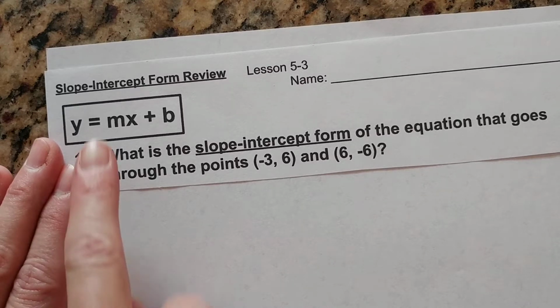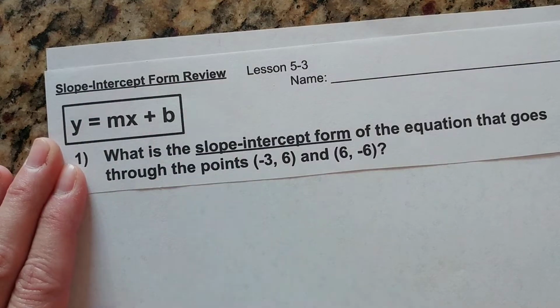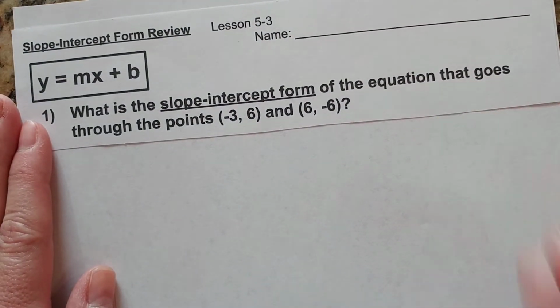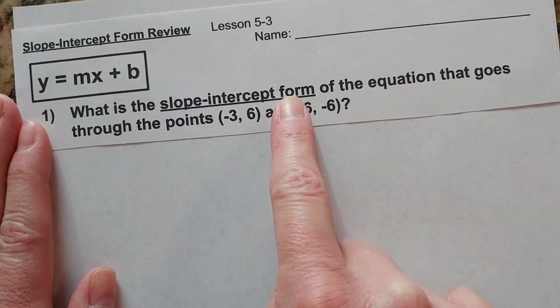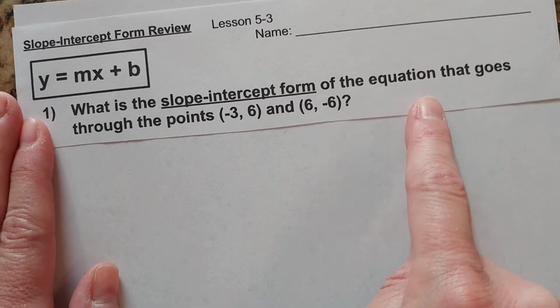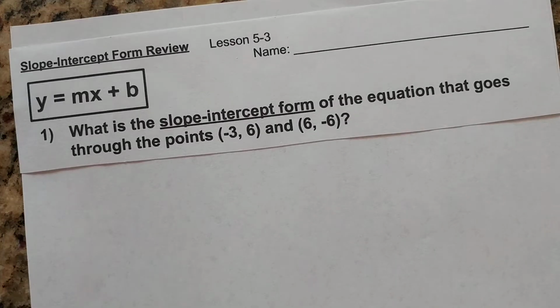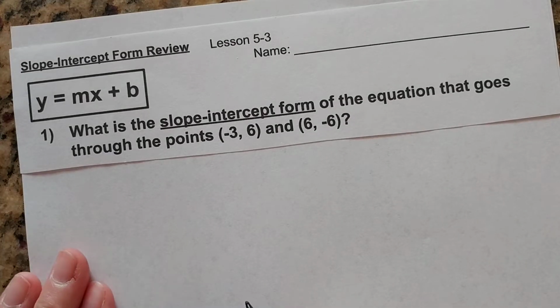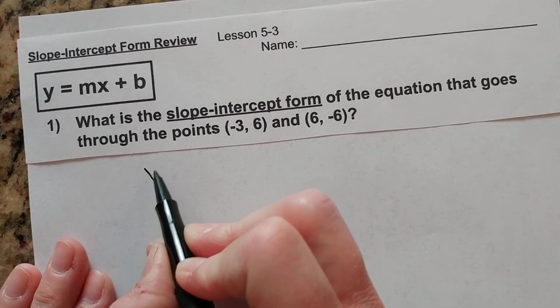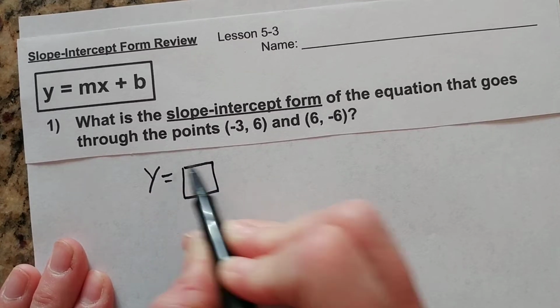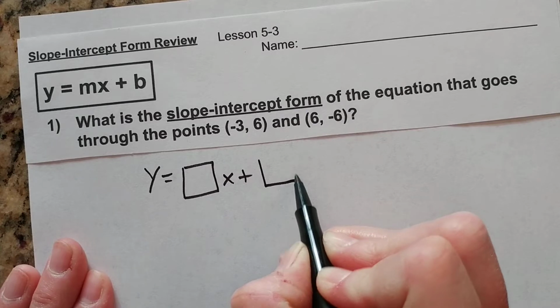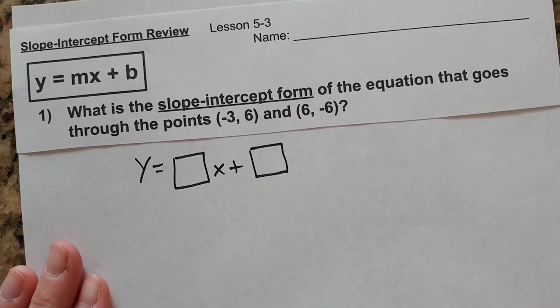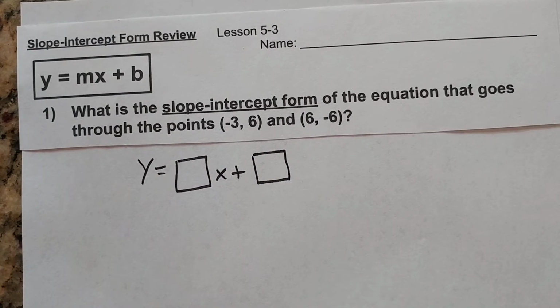Hi there. In this video, we'll be going over slope-intercept form. So our first question asks us to write the equation in slope-intercept form of a line that goes through these 2 points. So to get an equation in slope-intercept form, I need the slope and the intercept. And I don't have either one of those.